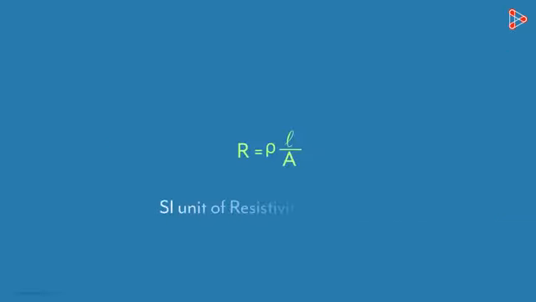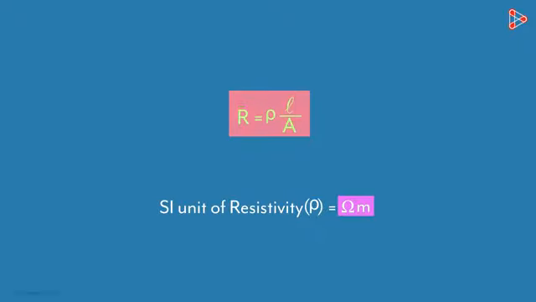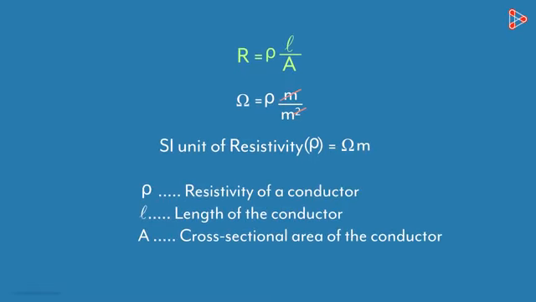The SI unit of resistivity is ohm meter. How is it ohm meter? We can look at this formula and deduce it. The unit of resistance is ohm, the unit of length is meters, and that of area is meter squared. Cancelling and transposing the units gives us the SI unit of rho as ohm meter. We will understand resistivity in detail in the next video.